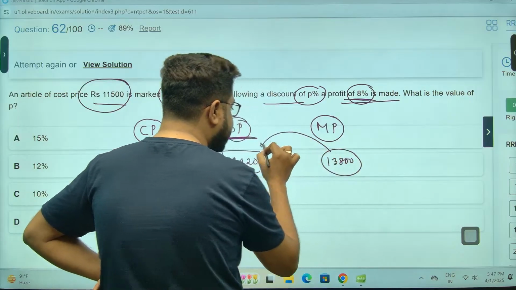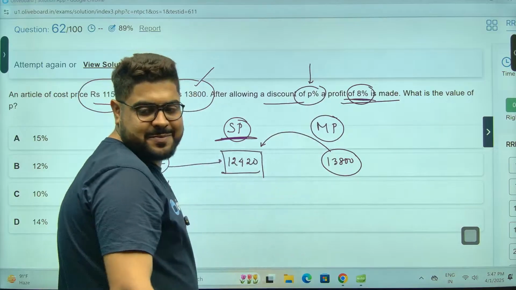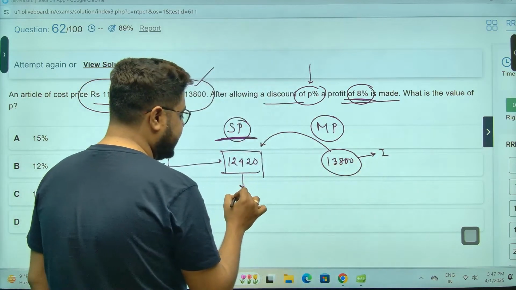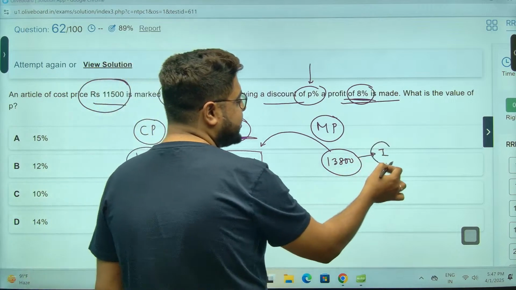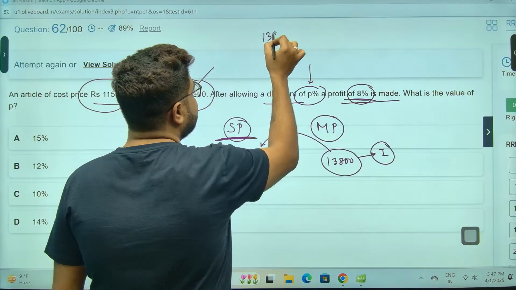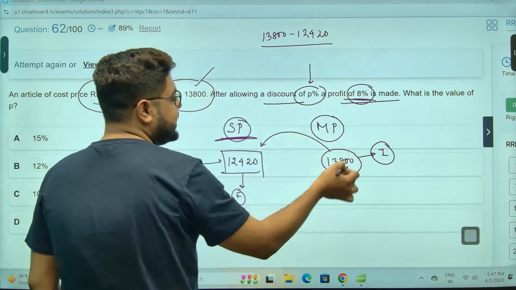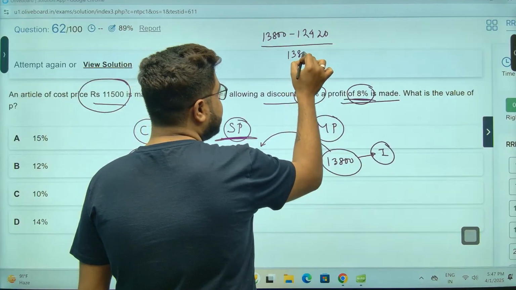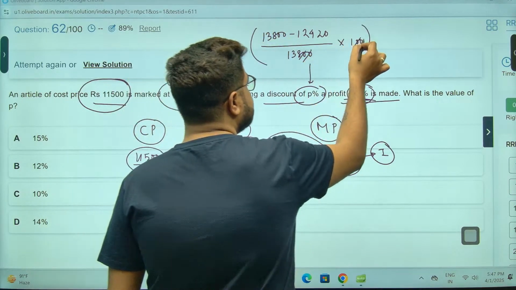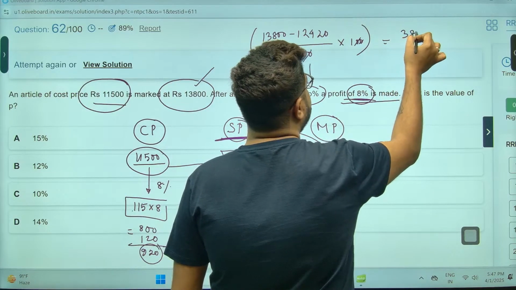Now, they have given us a discount. Can you figure out how much discount? This is initial, this is final. So anybody can figure out the percentage change. That is the discount. 13,800 minus 12,420 divided by, discount is always on MP, 13,800 into 100. That is your answer. The zeros cancel. So this is how much? 1,380 rupees.